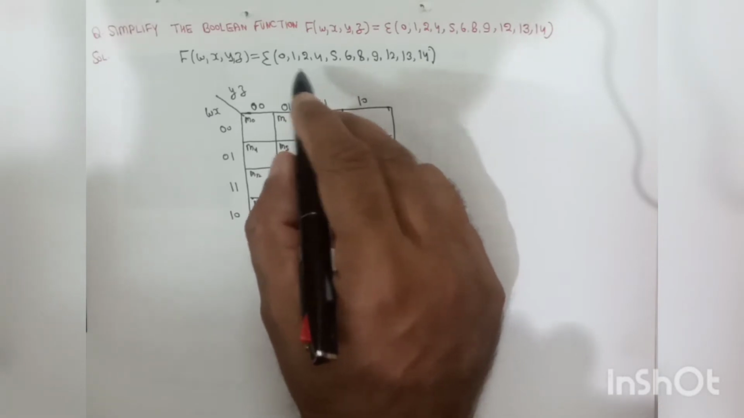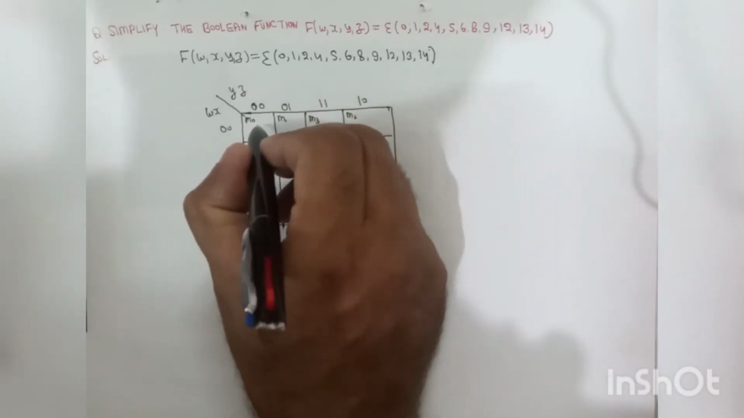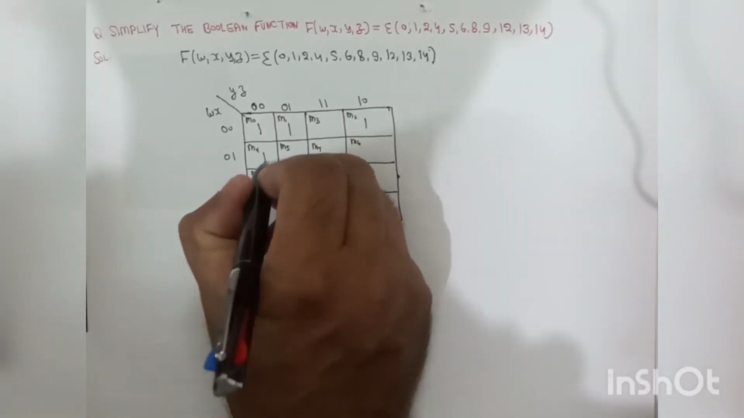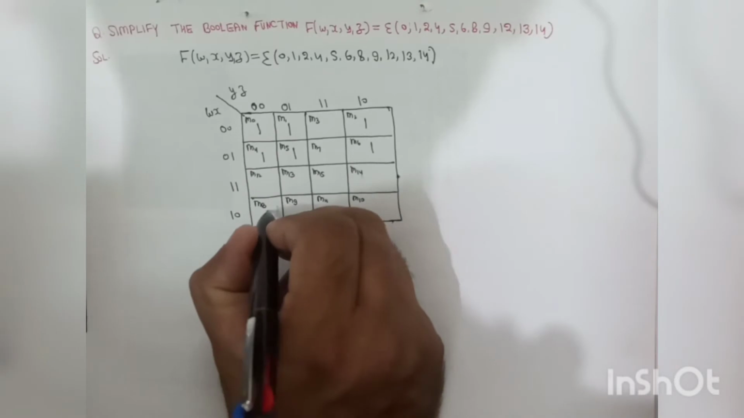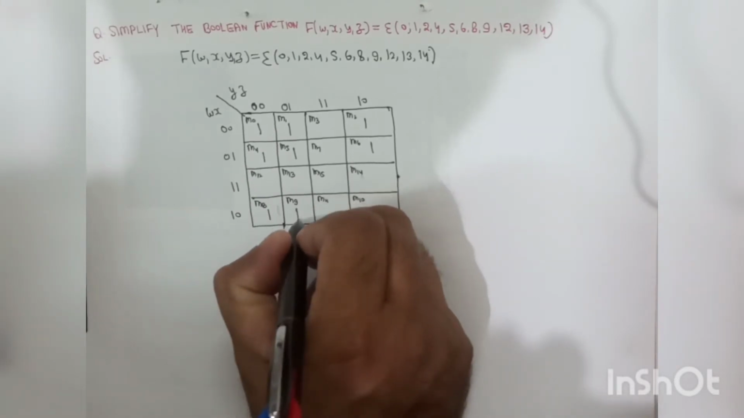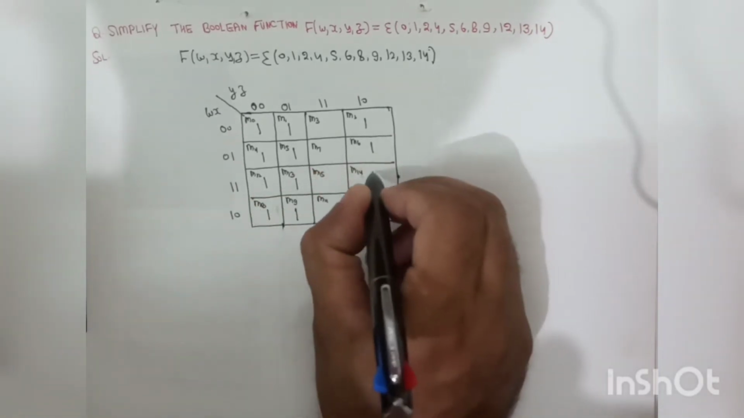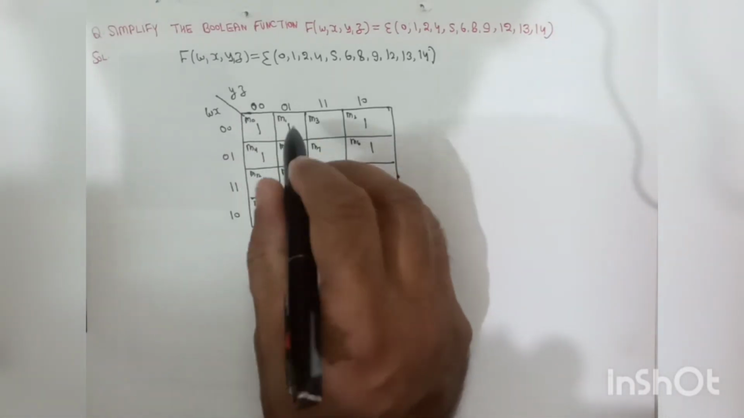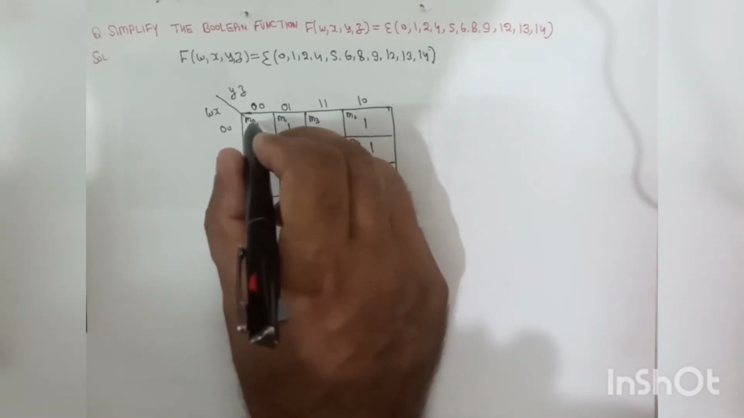Now corresponding to each cell, let us fill. For each of these minterms we will fill 1. So for 0, 1, 2 and 4 we fill 1, and 5, 6, 8, 9, and 12, 13 and 14. Now we see that these eight adjacent ones may be termed as an octet. So we are grouping these eight ones.